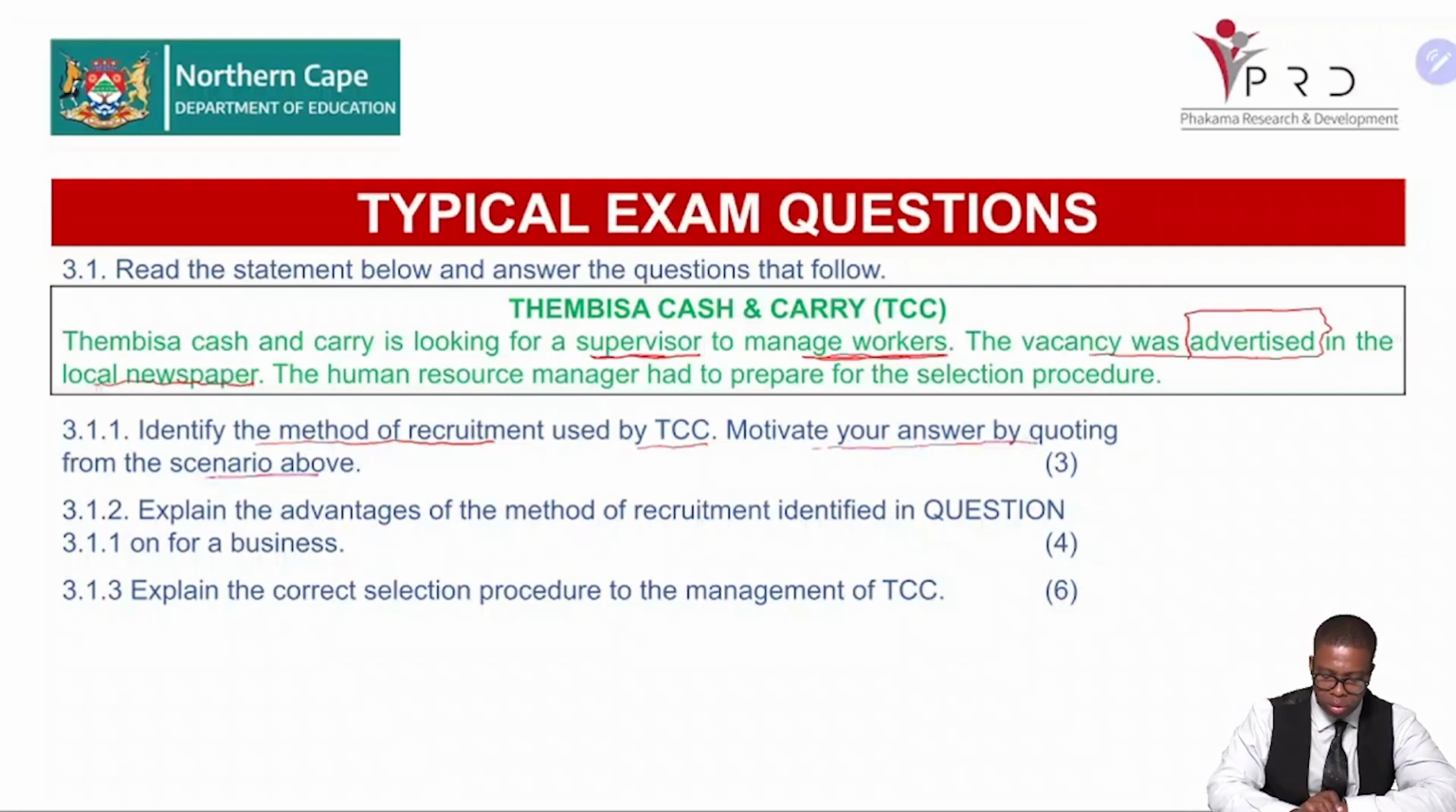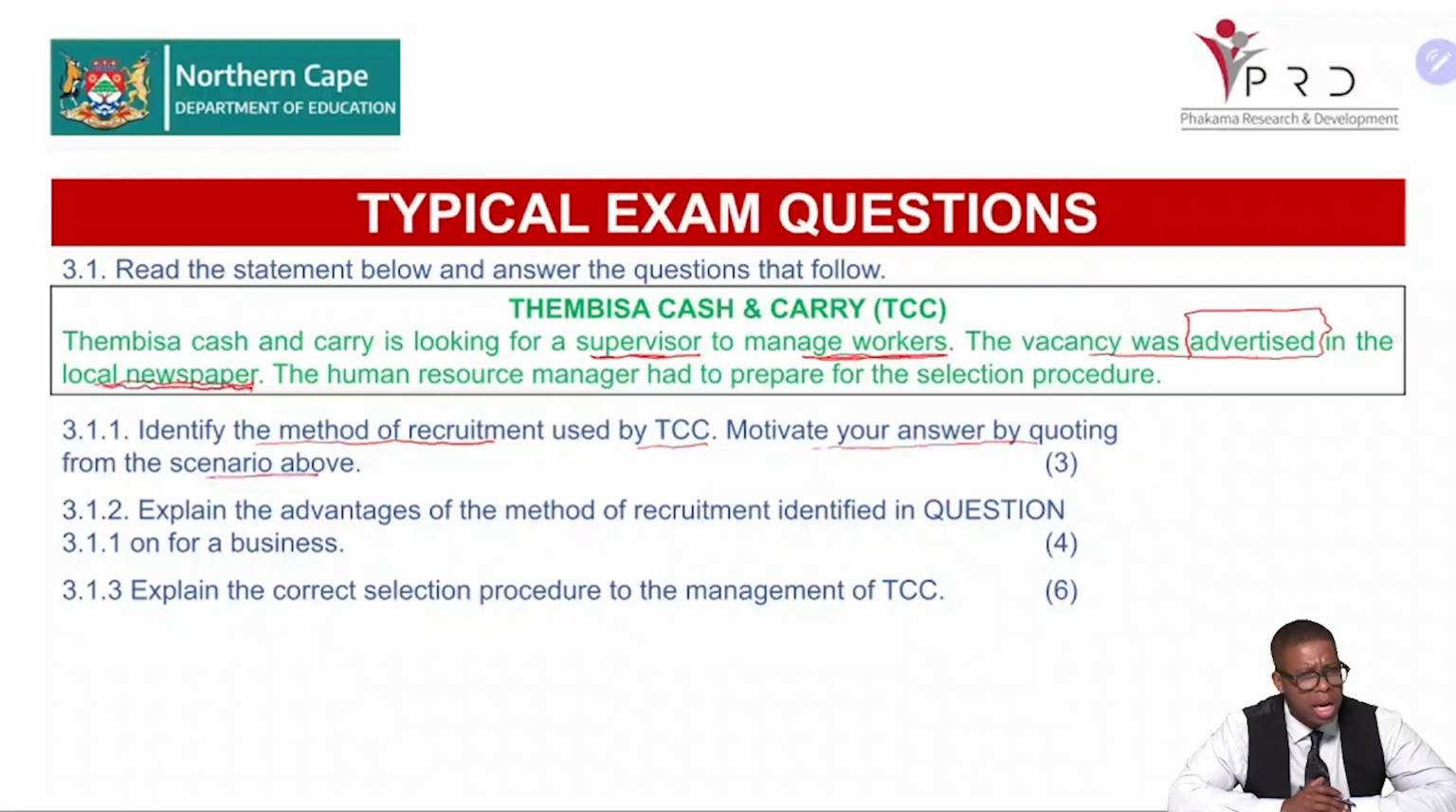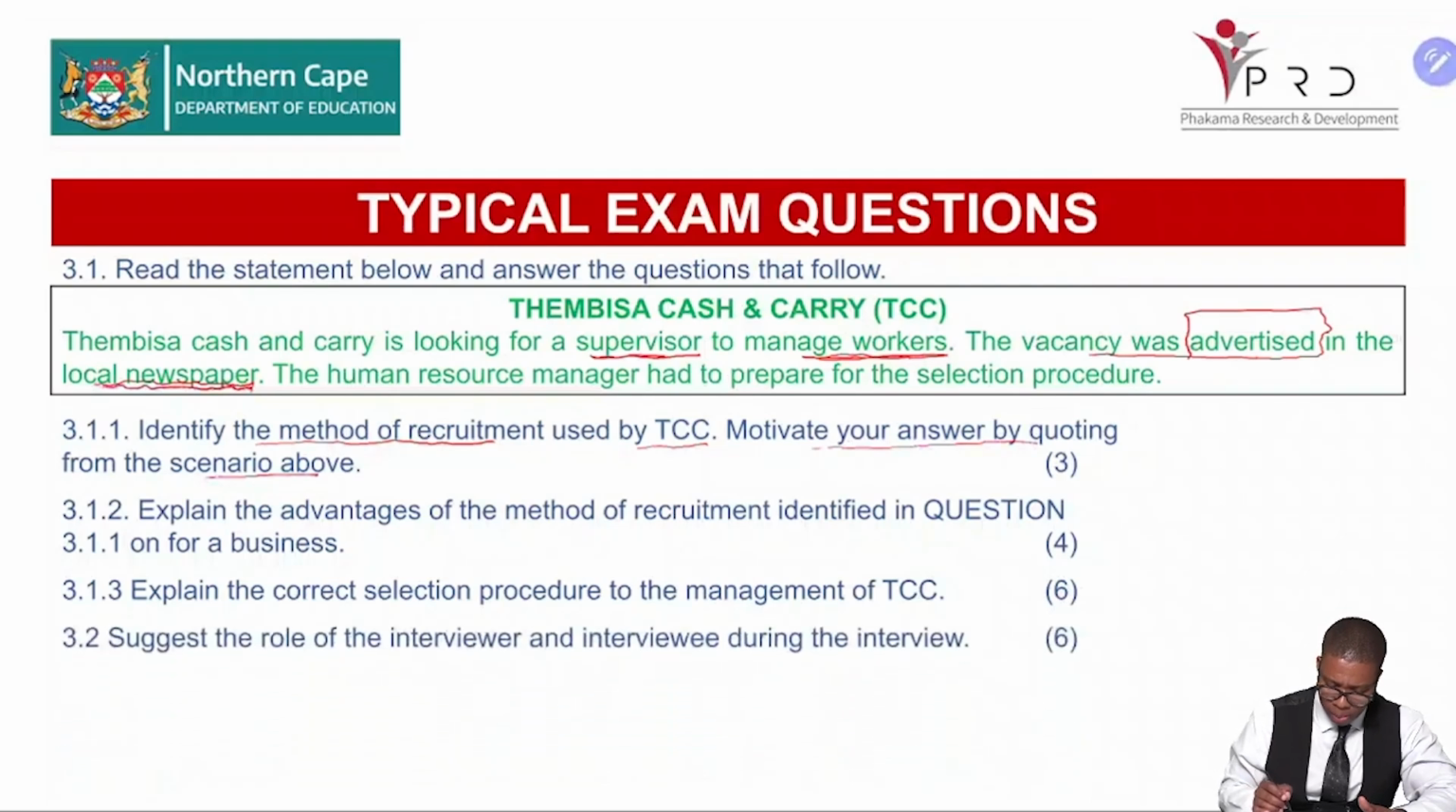Therefore, when you check the source of recruitment, you have local newspaper. So with local newspaper, what are we talking about? A local newspaper is given to community members for free. So if the advertisement will be in the community newspaper, which is the local newspaper in this regard, we say the answer is external, because it will be seen by people outside of Tembisa Cash and Carry. So the answer is external recruitment. Easy.